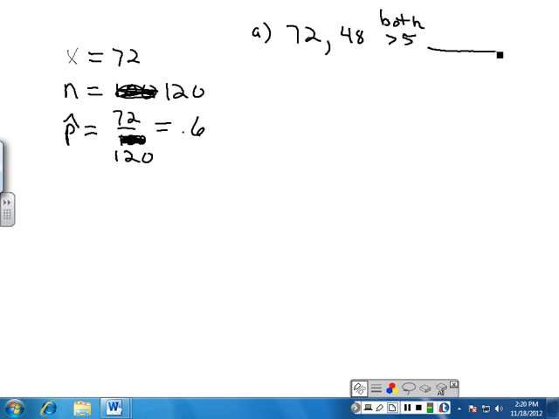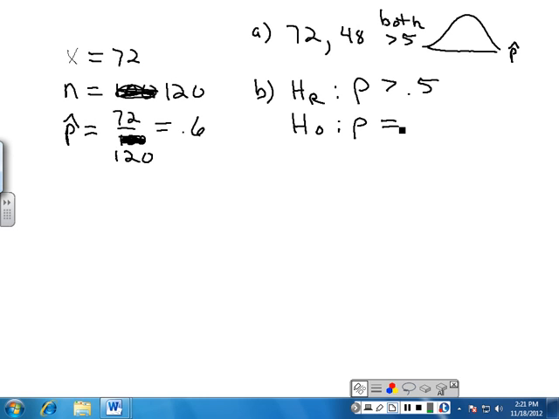So that means that the sampling distribution of p hat is a bell curve, and then we can have statistical inference. Okay, so B, for HR, we want to know, is it more than half? So is P greater than 0.5? And H0, P equal to 0.5.